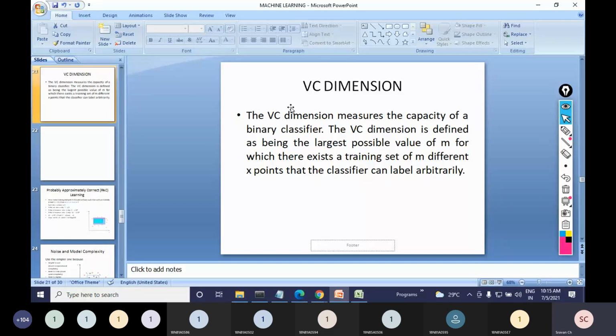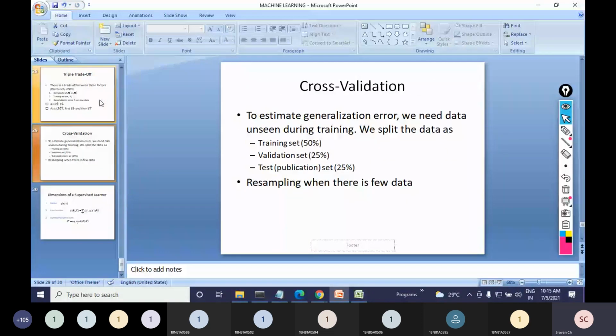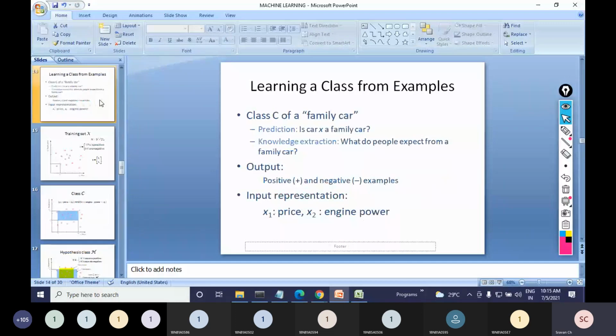So the VC dimension measures the capacity of a binary classifier. The VC dimension is defined as the largest possible value of M for which there exists training data of M different points, different X points, that the classifier can label arbitrarily, right? So what do you mean by this? What should I understand by this VC dimension? Let us try to understand this one.